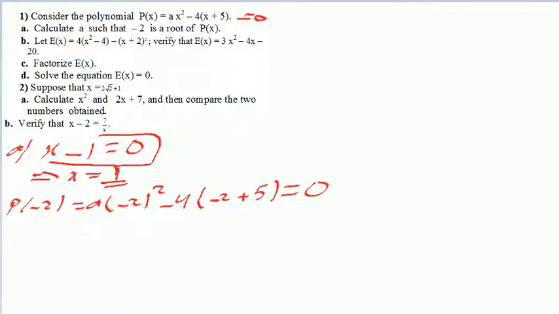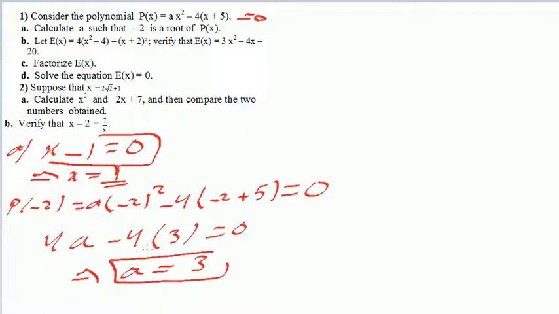So minus 2 times minus 2 is 4. 4a minus 4 times minus 2 plus 5, it's equal to 12a minus 3... equal to 0. That implies a is equal to 3. Okay, it's easy, just 12 over 4 is equal to 3. I'm done with part A. Now let's go into part B.